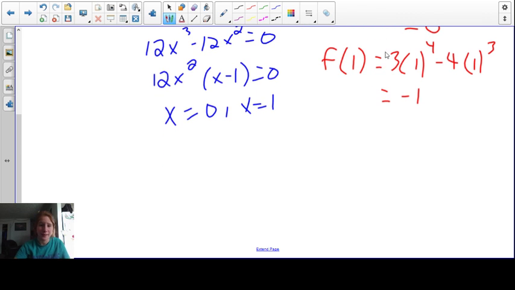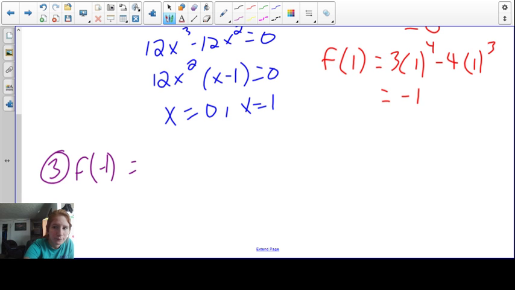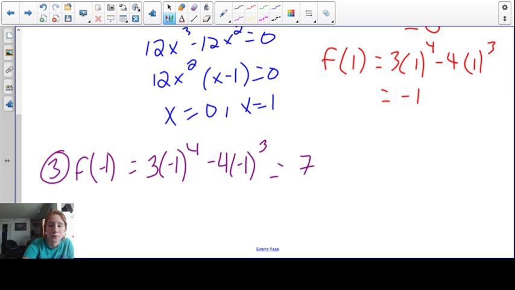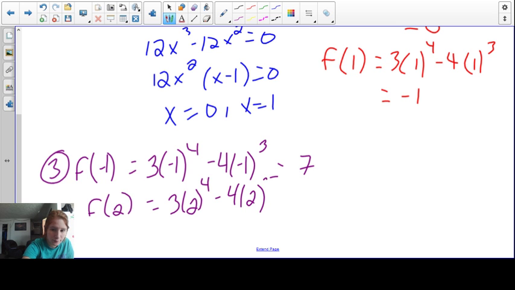Step number 3 says I take my endpoints and I plug it in. So my endpoints are -1 and 2. So I'm going to have f of -1, which will be 3 times -1 to the 4th minus 4 times -1 to the 3rd, which gives me 7. And then I take f of the other endpoint, so in this case 2. I have 3 times 2 to the 4th minus 4 times 2 to the 3rd. And that gives me 16.